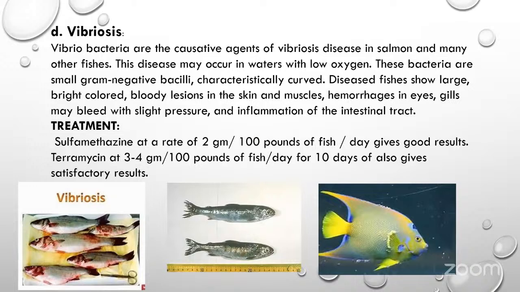The next disease is vibriosis. Vibrio bacteria are the causative agents of vibriosis disease in salmon and many other fishes. This disease may occur in waters with low oxygen levels. These bacteria are small gram-negative bacilli, characteristically curved. Diseased fishes show large, bright colored, bloody lesions in the skin and muscles, hemorrhages in eyes, gills that may bleed with slight pressure, and inflammation of the intestinal tract.